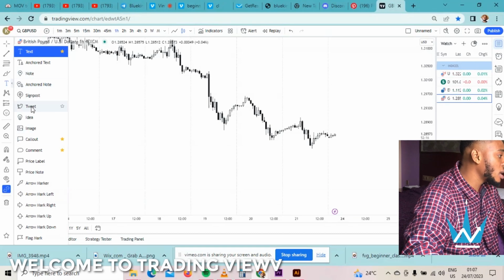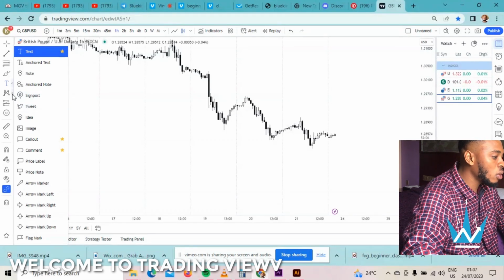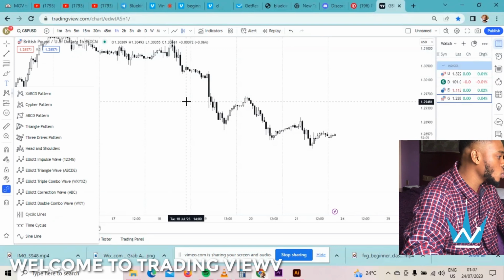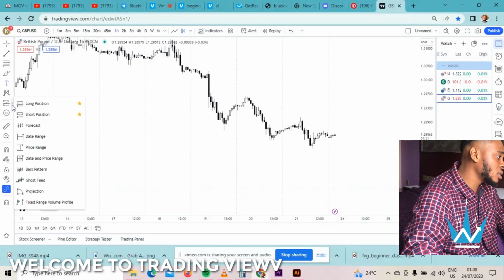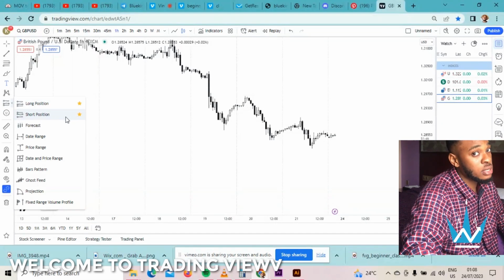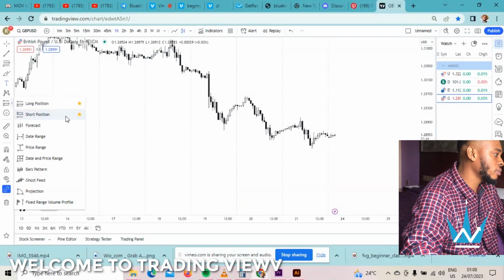So this is a text tool. I make use of the text here only, and maybe sometimes the callout, comment, if I'm trying to make an illustration on my chart. So I'll show you how to use one of my best tools. Okay. So this is the patterns: XABCD pattern and the rest. I don't use any of this. I don't use Elliott wave patterns. People that use the Elliott wave strategy are those that know how to use this, though I don't use it. So let's go to the next.